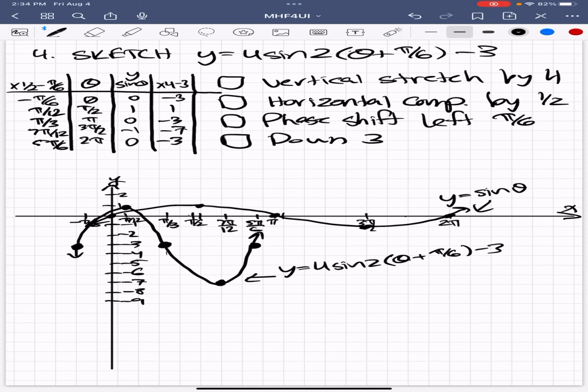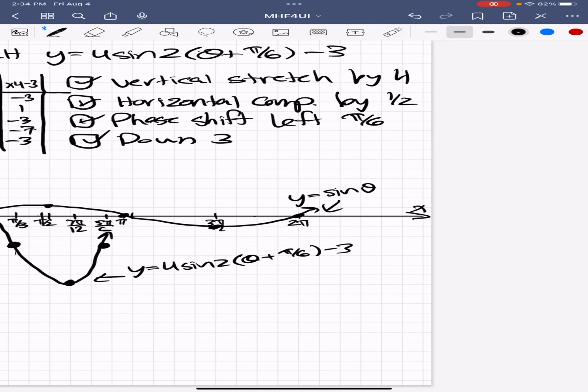So, we have our regular sine function and then our function with all the transformations. And let's do the checklist. Vertical stretch by 4, horizontal compression by half, phase shift left pi over 6, down 3. So, that's our function. That's the end of the video.